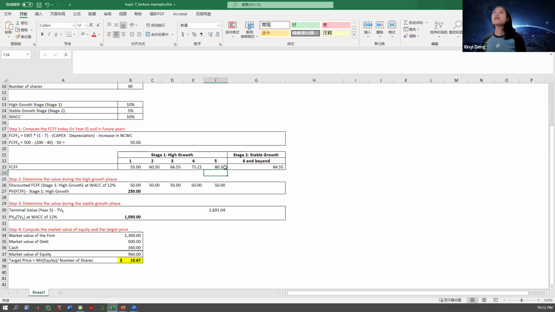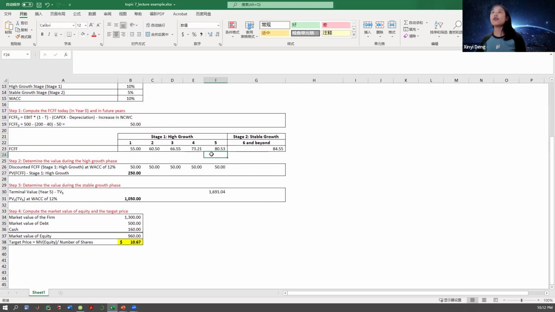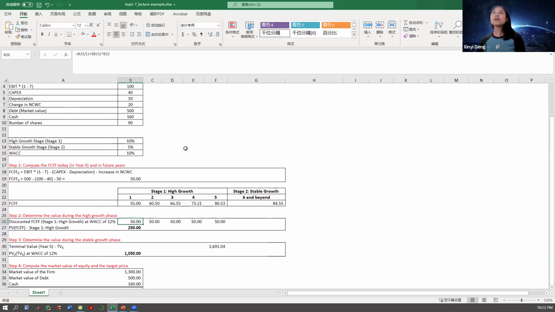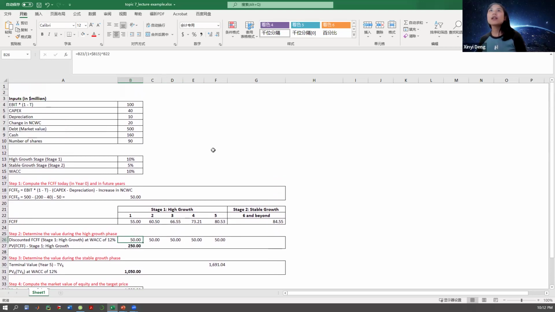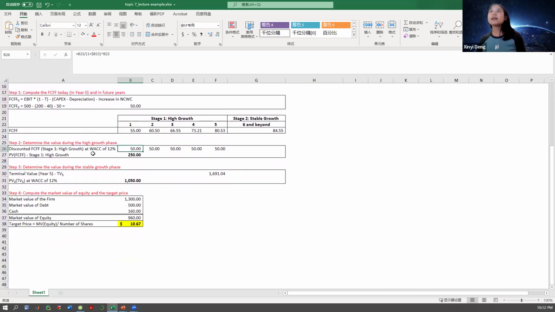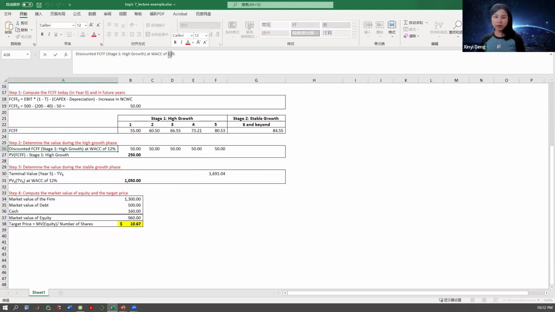After forming those cash flow forecasts, we will be able to calculate the present value of those cash flows from stage 1. So we just use, actually the WACC here should be wrong. Let me check the WACC. Yeah, the WACC is 10%. So I inputted it wrong in the Excel, but it doesn't matter because it won't affect the calculation.